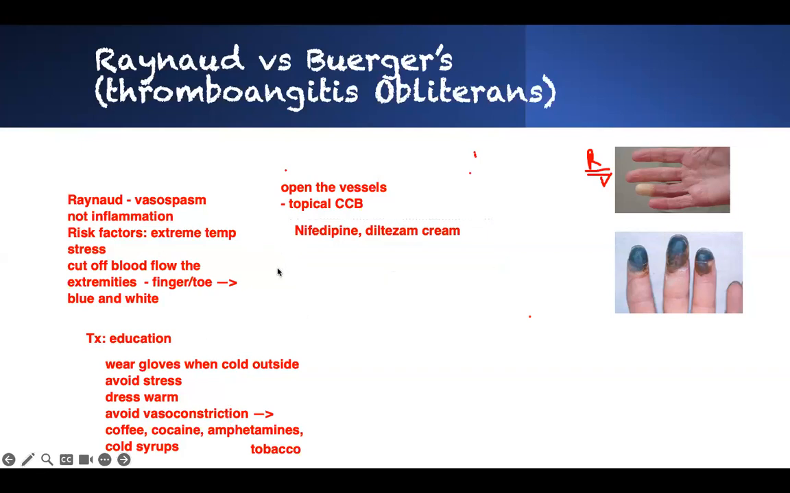And therefore, it said, who do you see? They give you a Raynaud patient, right? And it said blue or white toes or fingers.